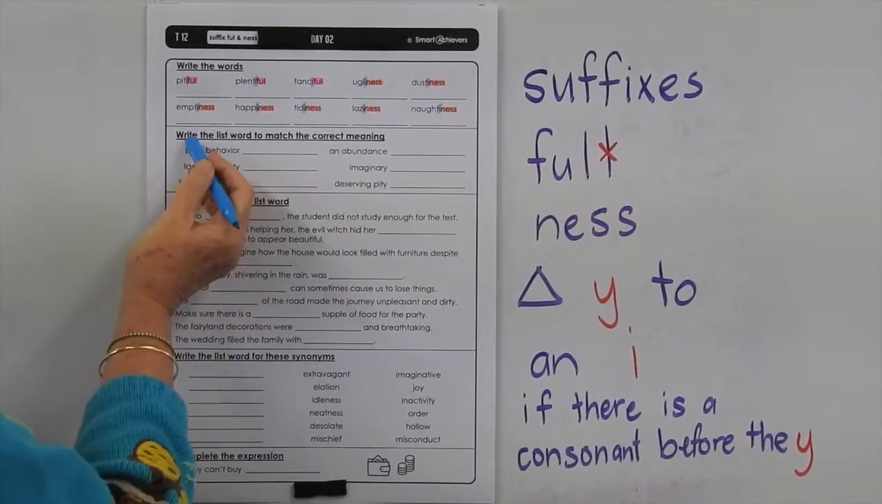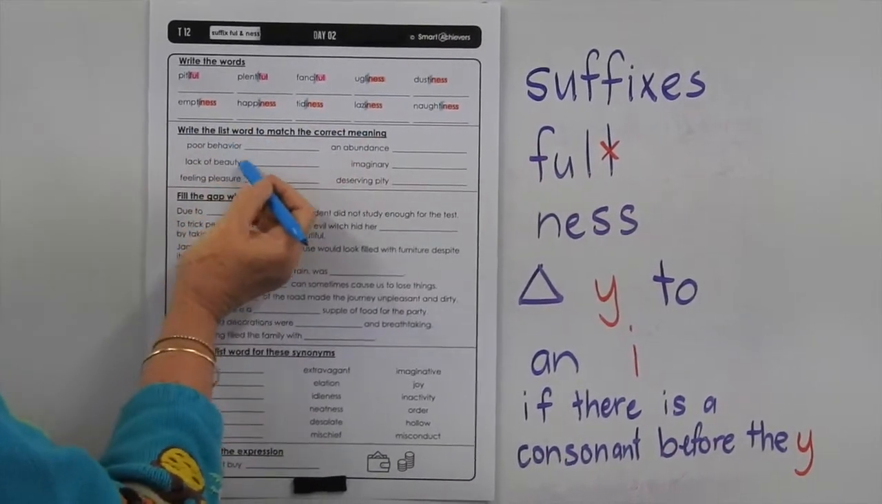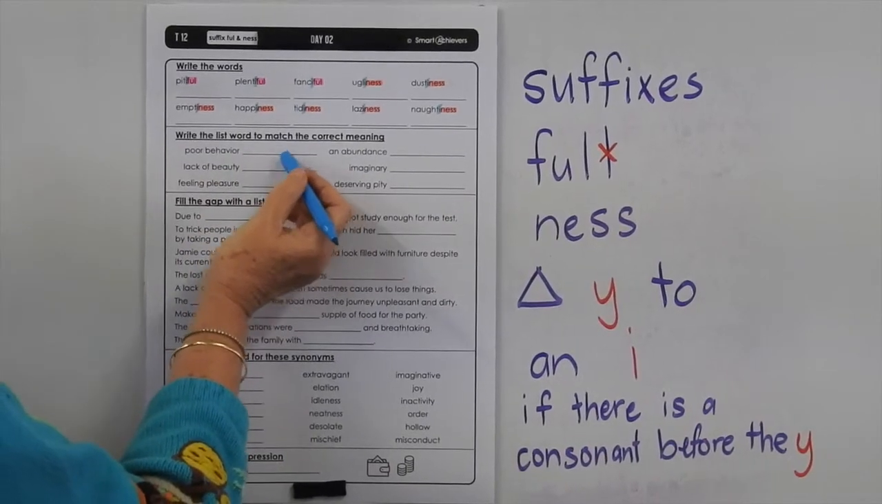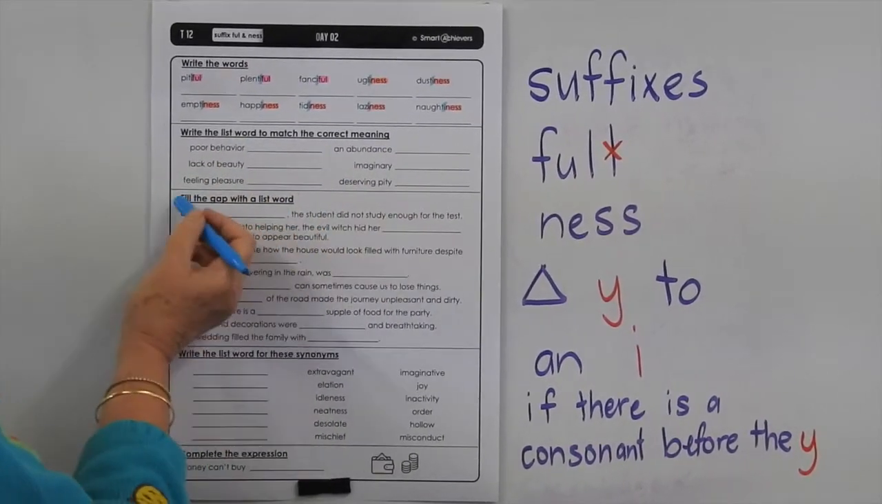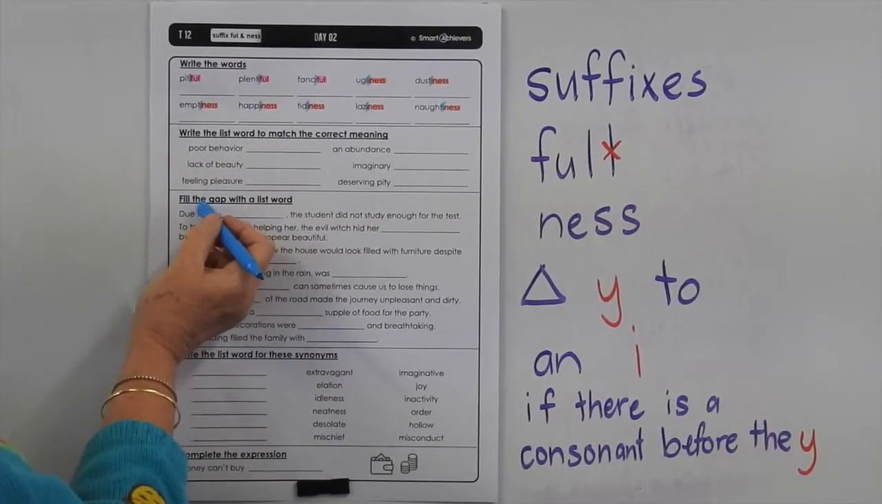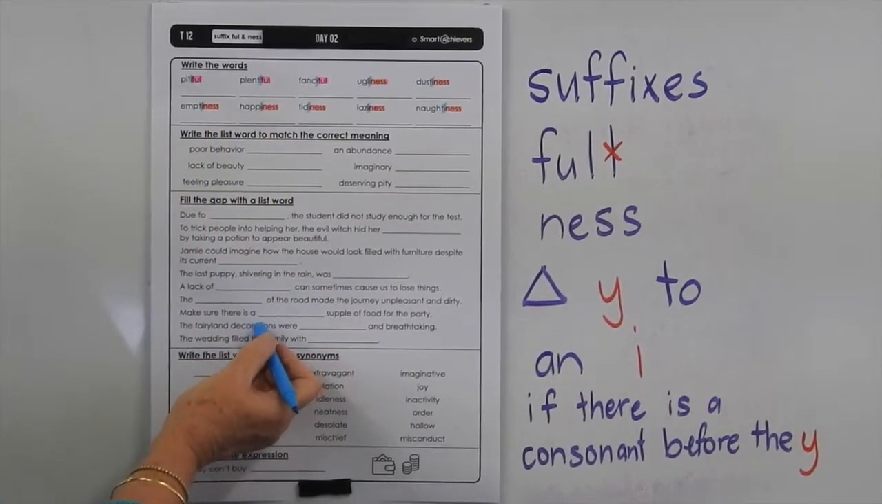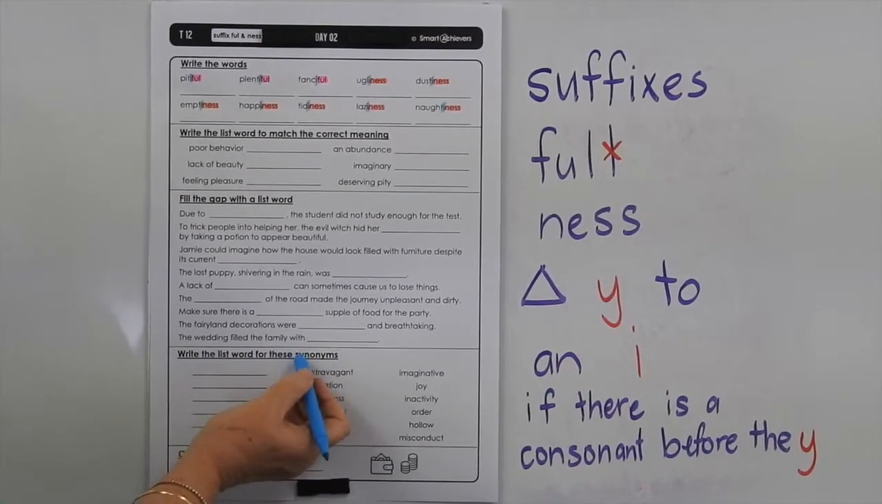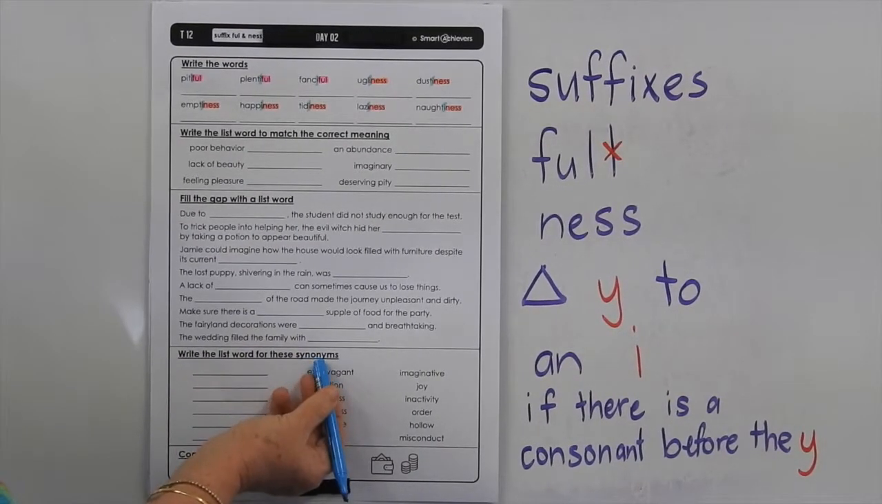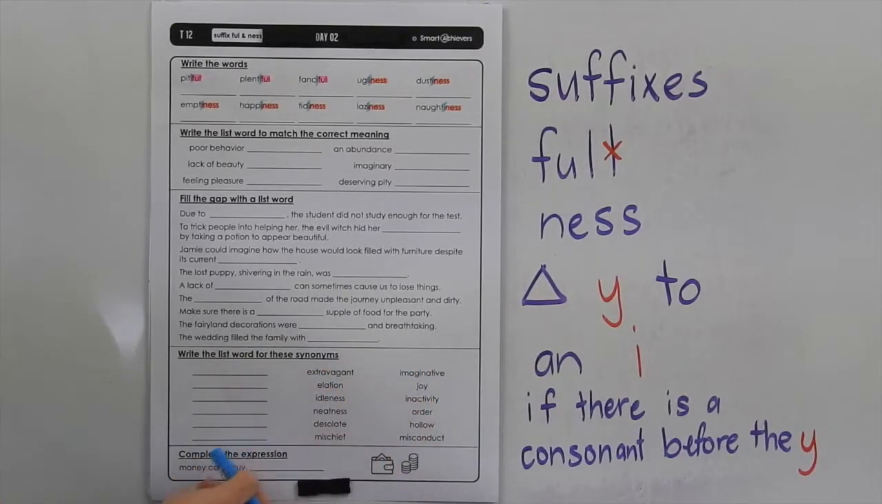Now in this section here you have to write the word to match the correct meaning. So we've given you some definitions here. Down the bottom you have to fill the sentence with a list word so that the sentence makes sense and is complete. Down here you're looking for synonyms. Now you should know by now that a synonym means a word that means the same as the given words. Complete the expression money can't buy. Hopefully you find that one easy and you've heard it and perhaps used it yourself.